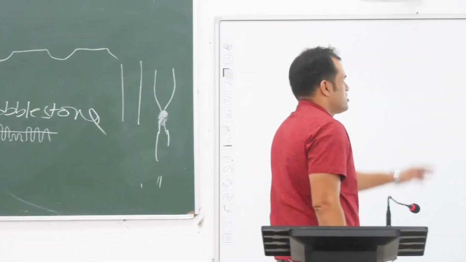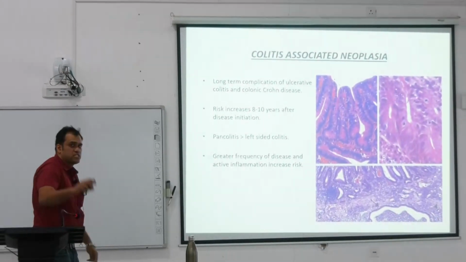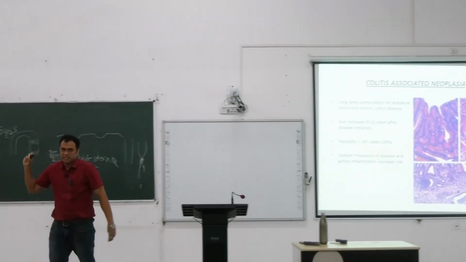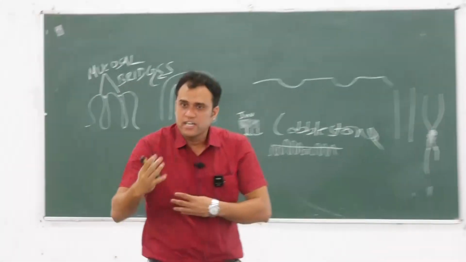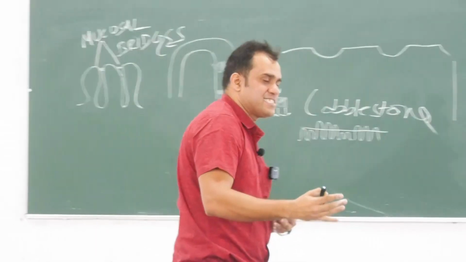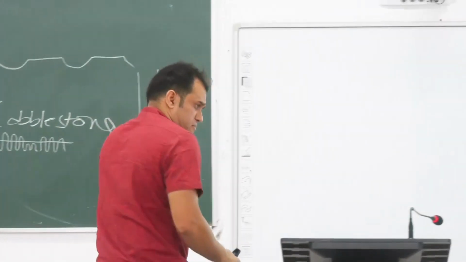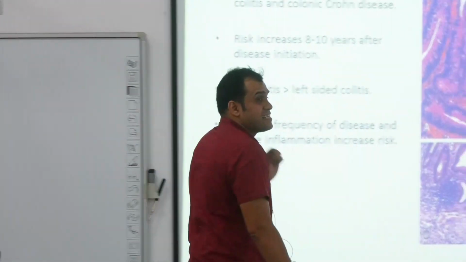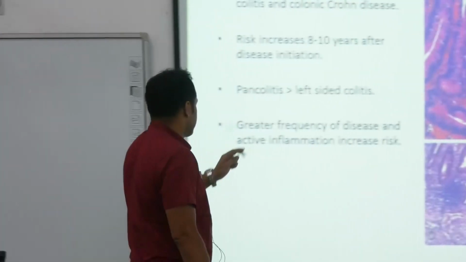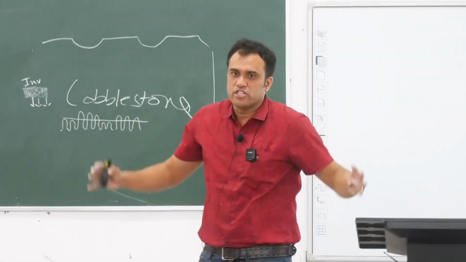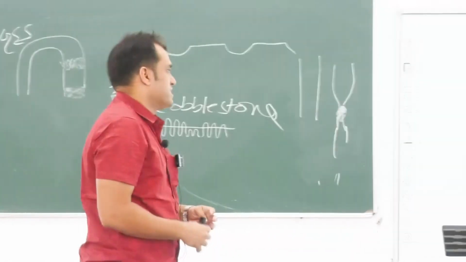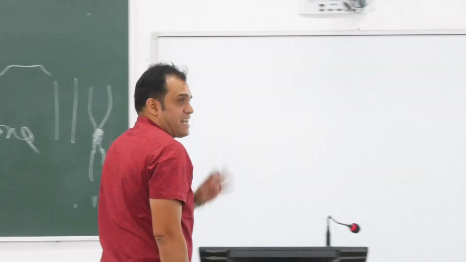And the last one, just remember colitis-associated cancer. Which one is more common? Ulcerative colitis. It depends on the duration: the longer the duration of inflammatory bowel disease, for example 8 to 10 years at least, the risk of colorectal carcinoma increases. Pancolitis, more than left-sided, means the entire colon is involved. If the entire colon is involved, the patient is at risk. Greater frequency is seen with active inflammation.